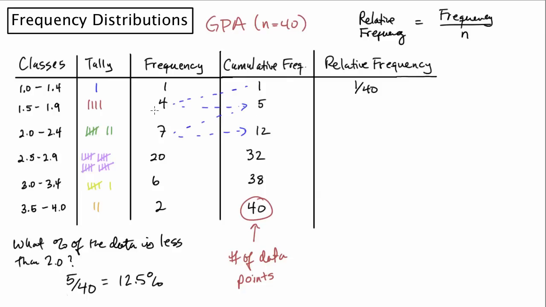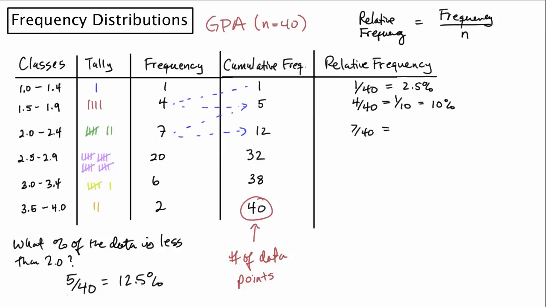Here we have a frequency of 4. Don't look at the cumulative frequency column, but look at the frequency. For the second class, we have a frequency of 4, and so the relative frequency is 4 out of 40, or 1 out of 10. Typically we like to list these as percentages, so I'll list the first as 2.5% and this is 10%. All right, next up we have 7 out of 40.